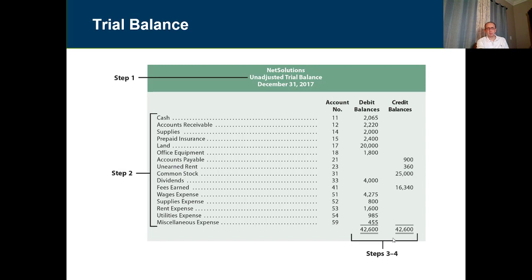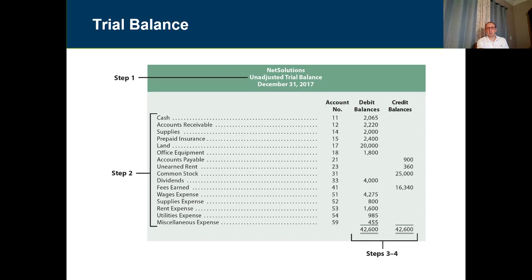And again, at the very end, if we have the debit column and the credit column, these two values should match. That's steps number 3 and 4. In step number 3, we add the two columns, and in step number 4, we verify that these two are equal. So what if they are not equal? Then we have a problem here. Most probably we made some error.